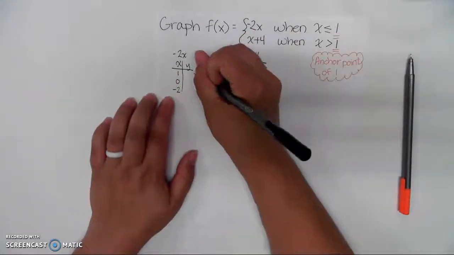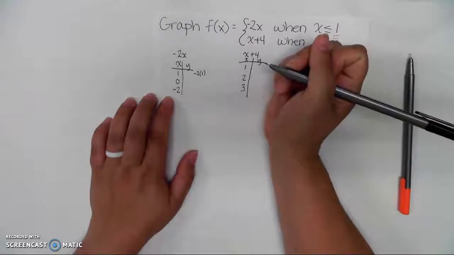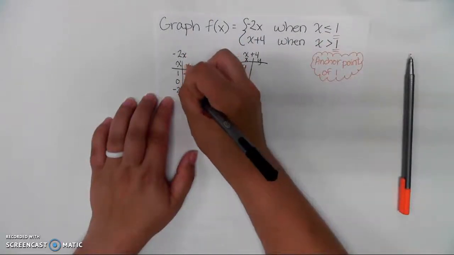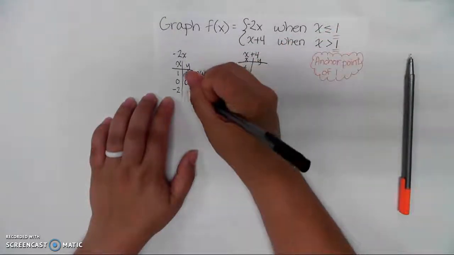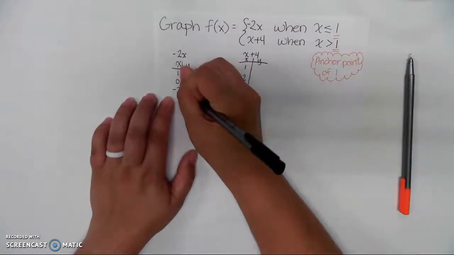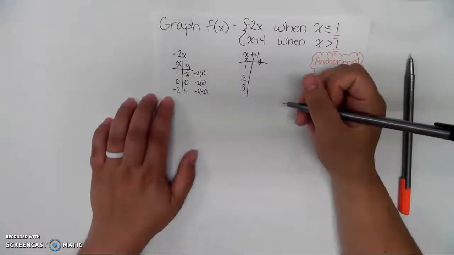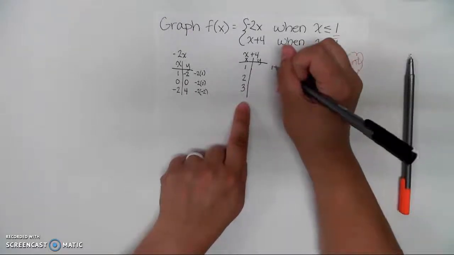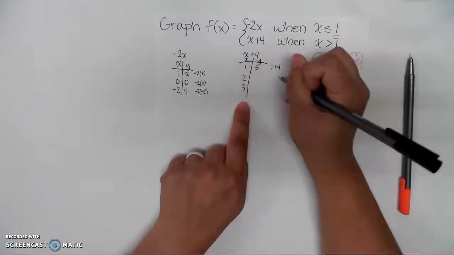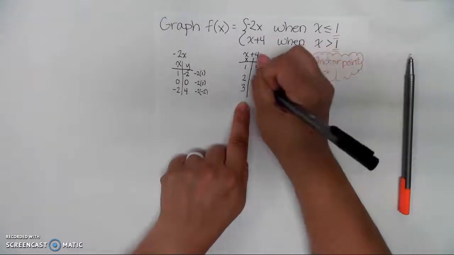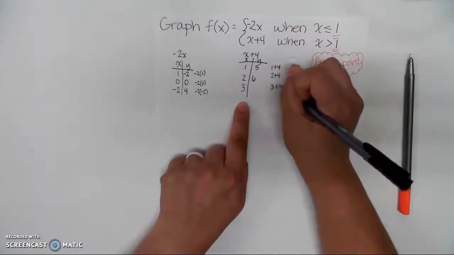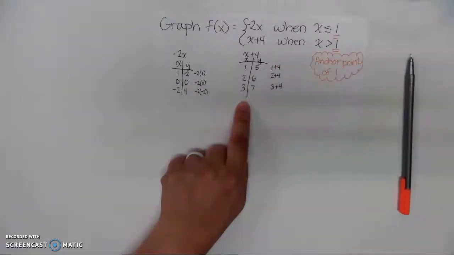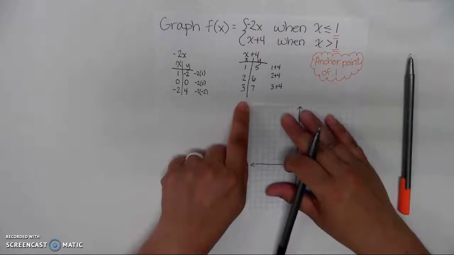So I'm going to plug in negative 2 times 1, which is negative 2. Negative 2 times 0, which is 0. And then negative 2 times negative 2, which is positive 4. Now I'm going to come over here and plug in for my other part of the equation. So 1 plus 4 is 5. 2 plus 4 is 6. 3 plus 4 is 7. Now that I have my two parts of my equation, I can graph it.